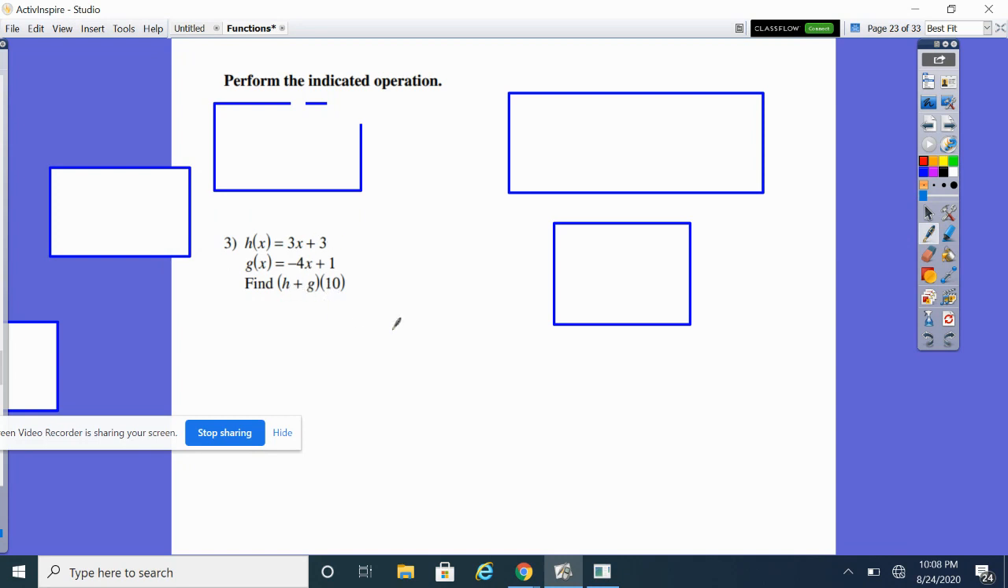Addition, that's easy, we can do that. H plus G. Well, what is H? It's 3x plus 3. Plus, now what is G? We don't need parentheses because it's a plus sign. Negative 4x plus 1. We're just going to simply look for the like terms. 3x and negative 4x. That's negative 1x. Cross them off. Helps keep track of what you've used. Positive 3 and positive 1. That makes positive 4. That would normally be the answer, but this time they say plug in 10.